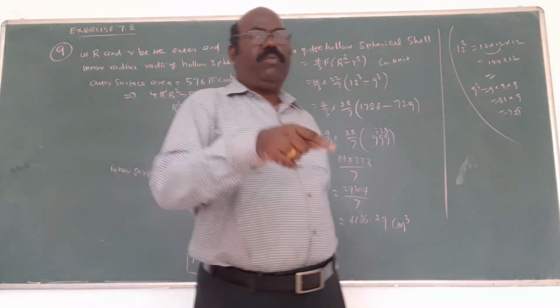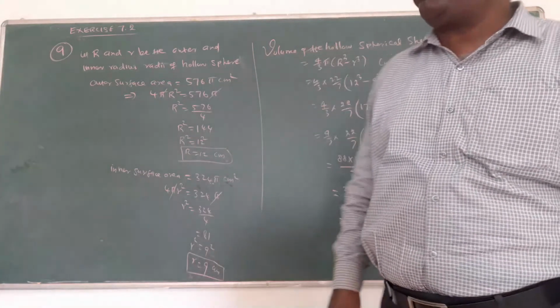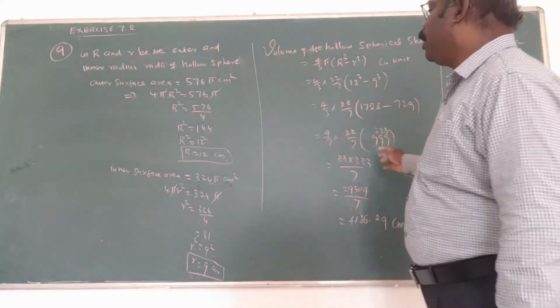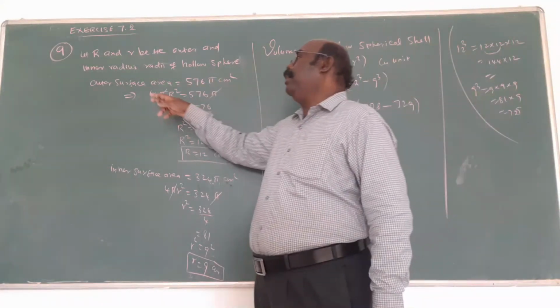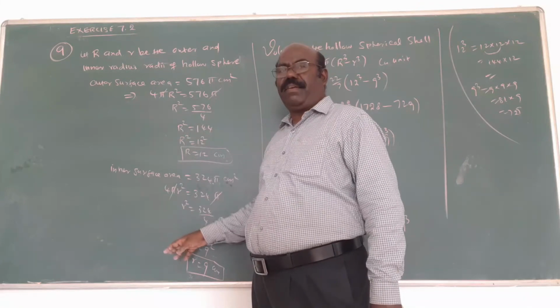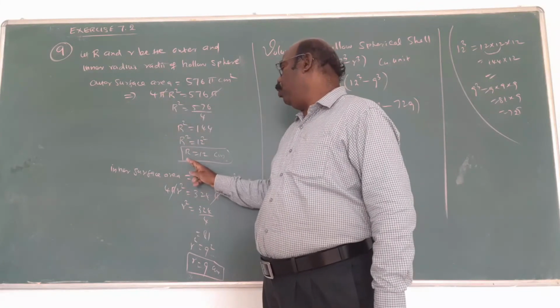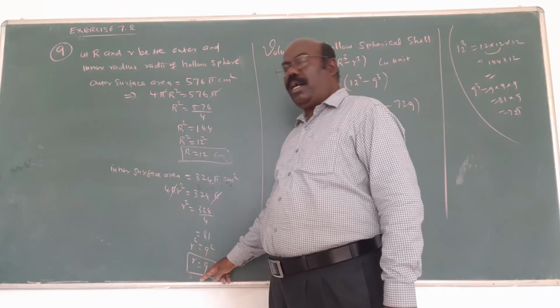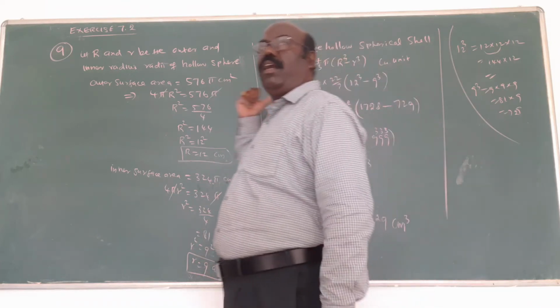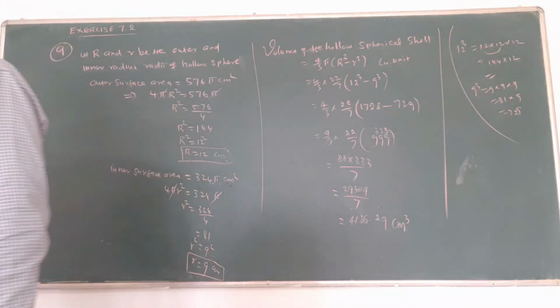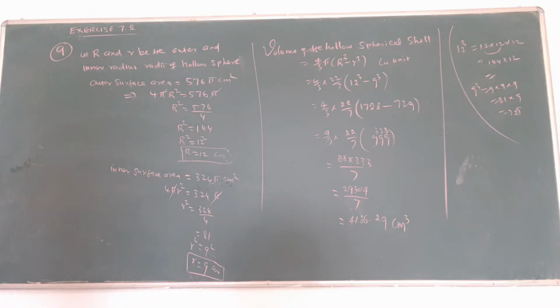The hollow sphere formula is 4 by 3 pi (capital R cube minus small r cube). Capital R and small r are not given, but the outer surface and inner surface are given. From the surface area formula, find capital R and small r, then write the volume of the hollow sphere, substitute capital R and small r values, and we get the answer.